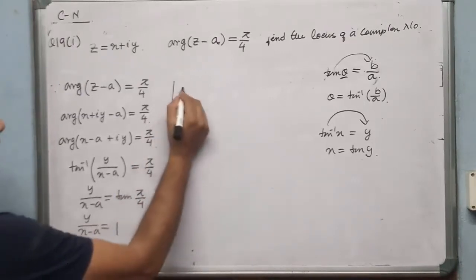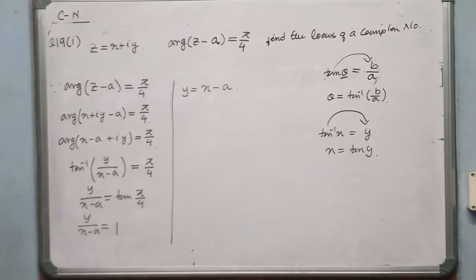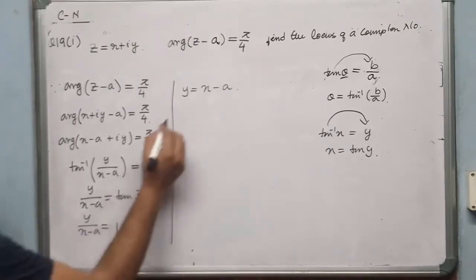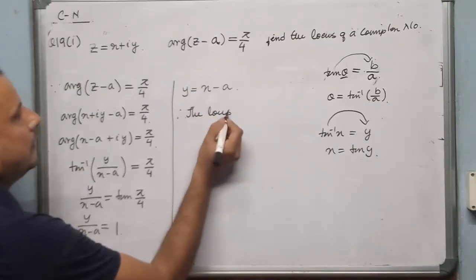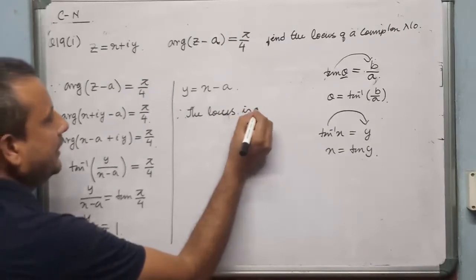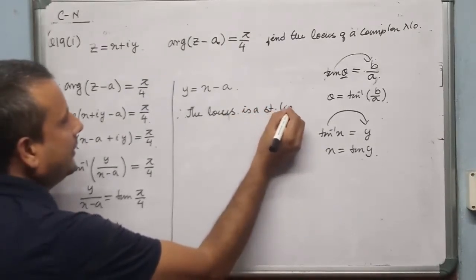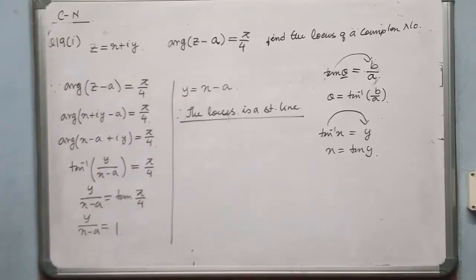Now with the help of cross multiplication we can write y is equal to x minus a. Therefore the locus is a straight line. We have already done these things in previous videos: what is a straight line, what is a circle. Locus is a straight line in this case.